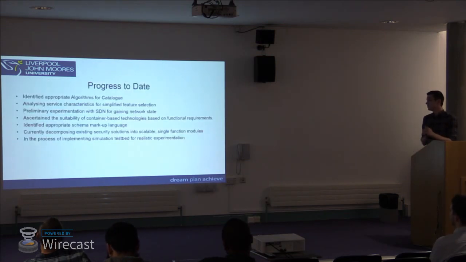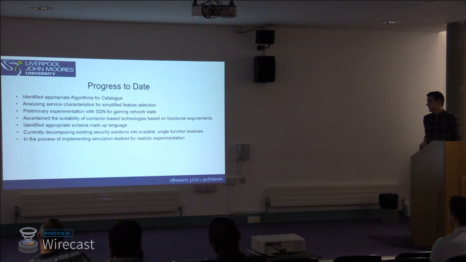So we've identified 12 algorithms which we're going to utilize throughout the experiment phase of our project. We're currently analyzing service characteristics to get a feel for what is going to be more indicative for security purposes, or for securing particular services and applications. There are going to be some problems with that in terms of algorithmic input data as well. We've ascertained that containers are better suited towards the functional requirements in comparison to current virtual machines. We've identified an appropriate schema markup, so we're using JSON because it's already native in the system.